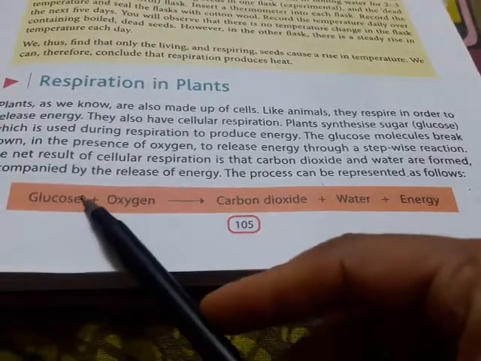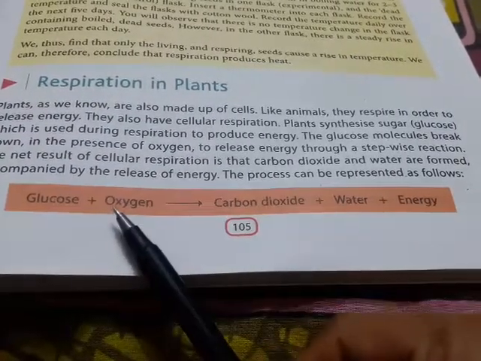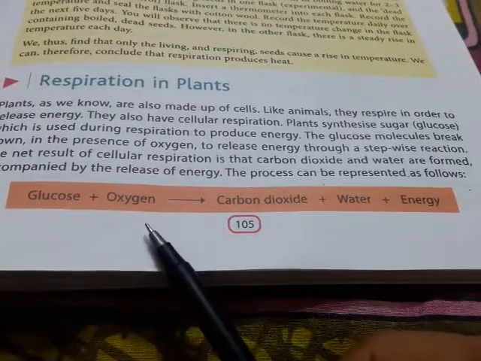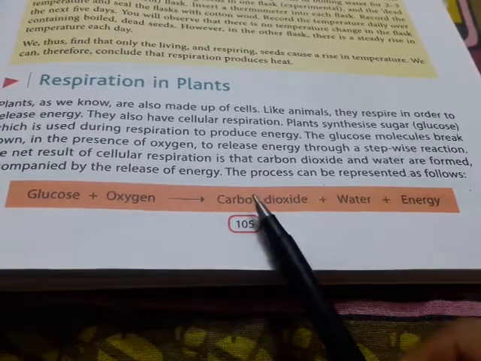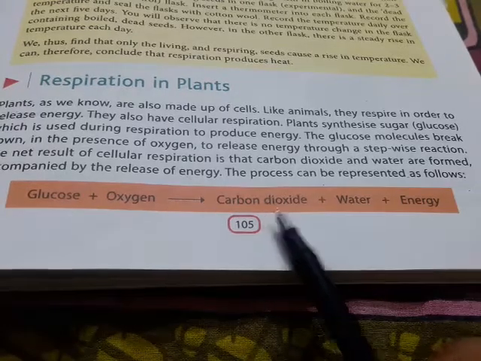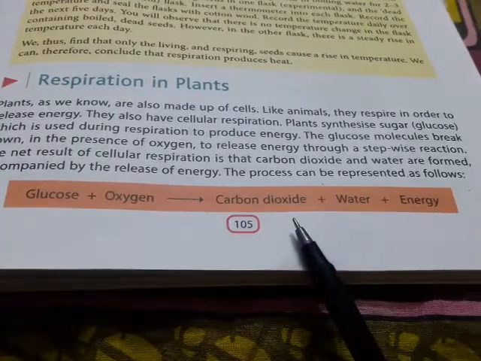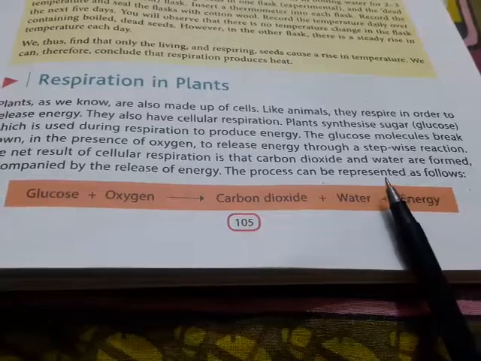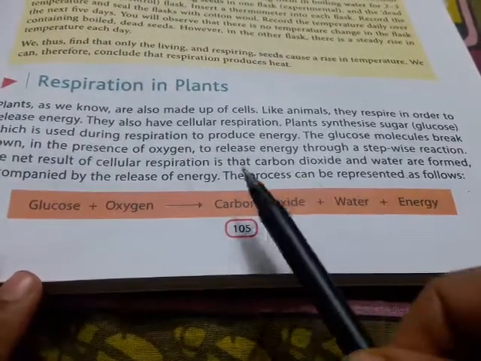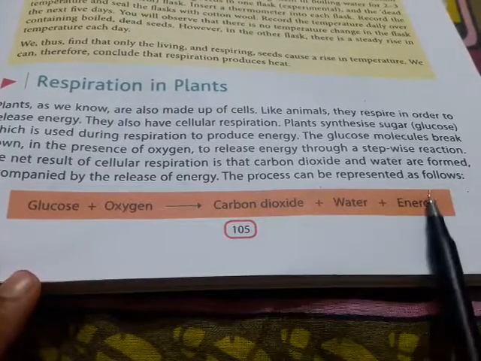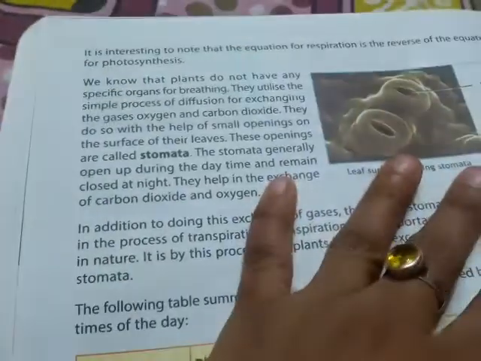Okay, the reaction is taking place. The glucose which was formed during photosynthesis is broken down. Broken down means there is a chemical reaction taking place in the presence of oxygen, which releases energy as well as carbon dioxide plus water. And it is a stepwise reaction, and this is the representation.